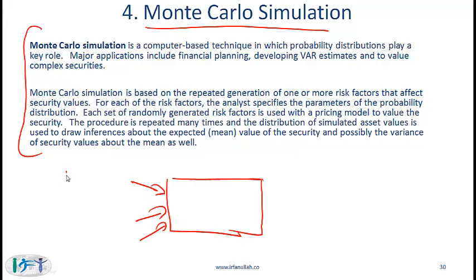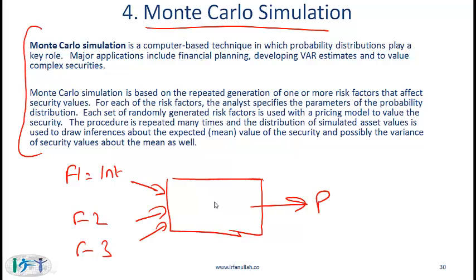So let's say the first factor is interest rates. You can expect different possible interest rates in the future. That's one factor. Similarly, there might be other factors. Let's call them factor 2, factor 3, and so on. Then there is a certain model that you apply, and you come up with the price of the security based on the model.